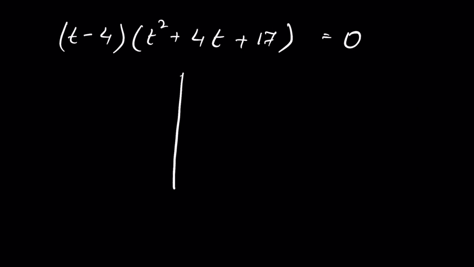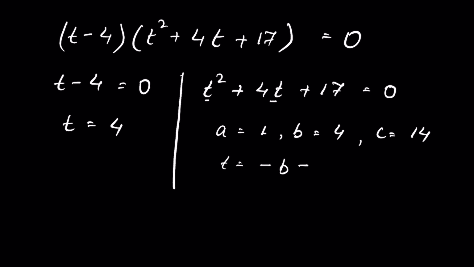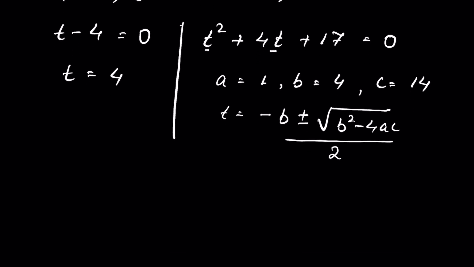Now that means when t minus 4 is equal to 0, t is equal to 4, and when t square plus 4t plus 17 is equal to 0, here we can find the roots for t by using the discriminant formula, where a is 1, the coefficient of t square, b is 4, coefficient of t, and c is equal to 17. In that case t is equal to minus b plus minus square root of b square minus 4ac upon 2a. So using this formula we can find the other two roots. However, we have to find only real solution.